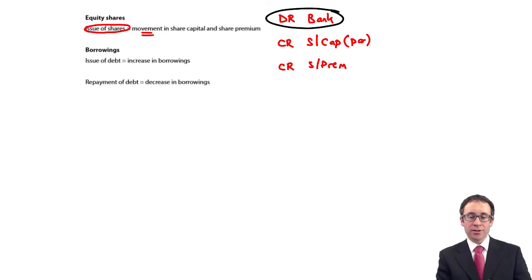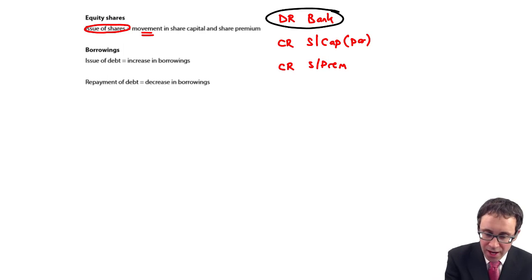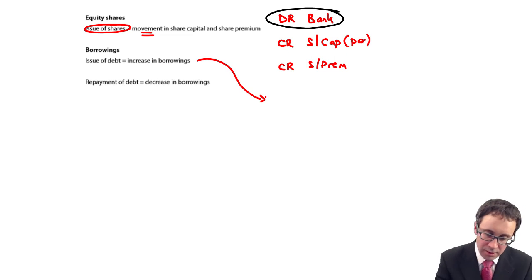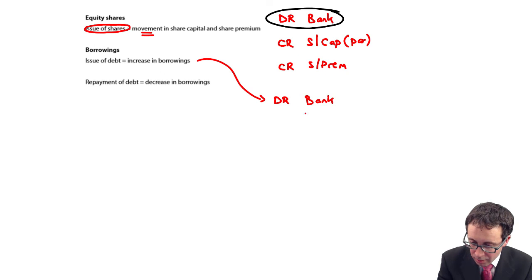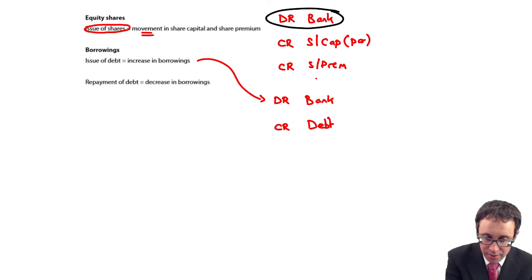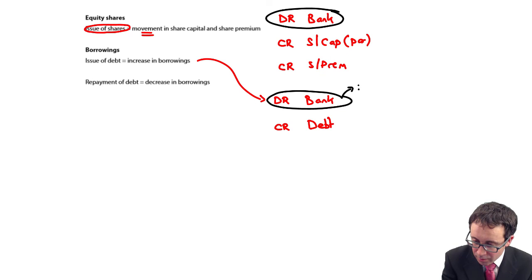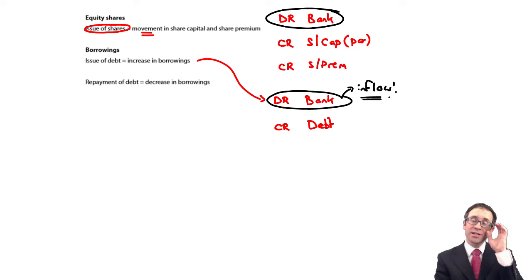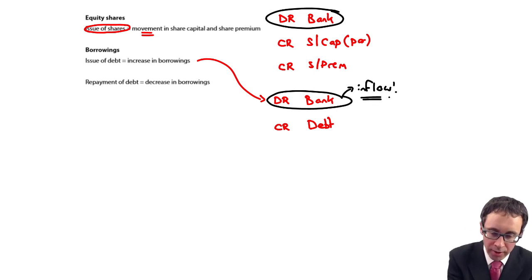In terms of your borrowing, so the debt, if we have issued debt, then there is an increase in your borrowings. So what we are doing there is we are debiting the bank, crediting our debt or our borrowings. So again, you have a debit to the bank. So there is an inflow, a cash inflow if you issue debt because you are borrowing money.